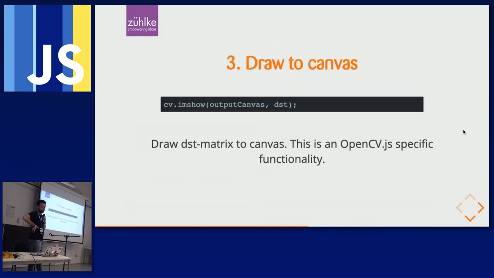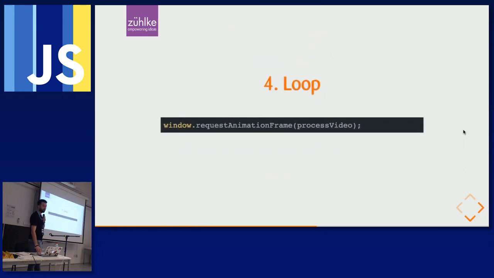And last but not least, we make an imshow, it's called imshow. We have to input the canvas element here, so OpenCV knows about that canvas element, and we say which matrix should be printed onto or drawn onto that canvas. And since the destination matrix is now our grayscale matrix, this is what we want to do. And in the end, loop it.